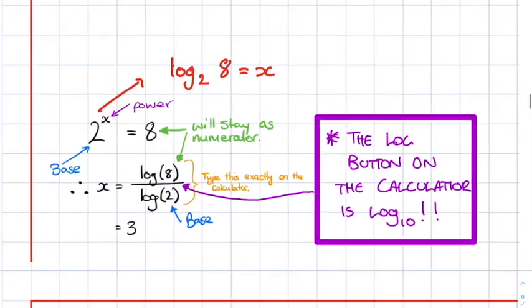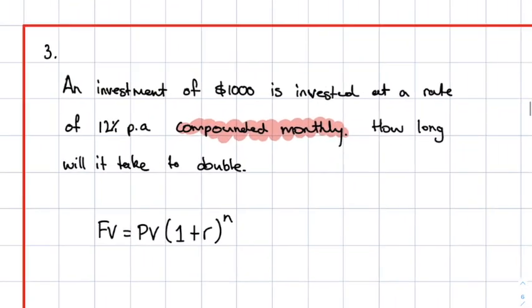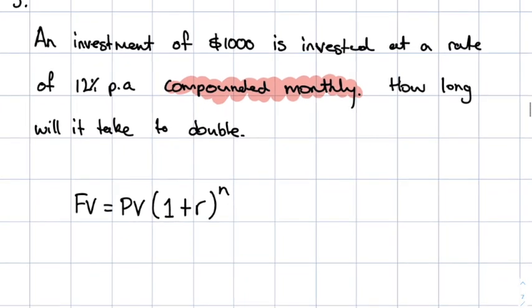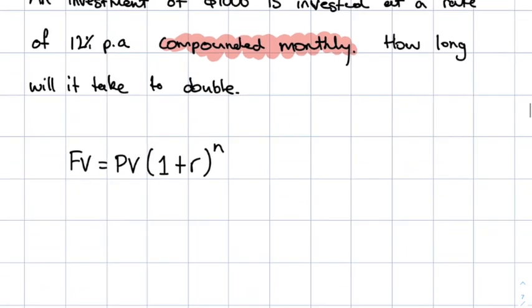Cool. All right, example 3, last example, and then you can get on with the worksheets. An investment of $1,000 is invested at a rate of 12% per annum, compounded monthly. How long will it take to double? Well, we have a compound interest kind of question here. So with compound interest, the future value, or the final amount in the bank account, is equal to the present value times 1 plus the interest rate per period to the power of the number of periods.